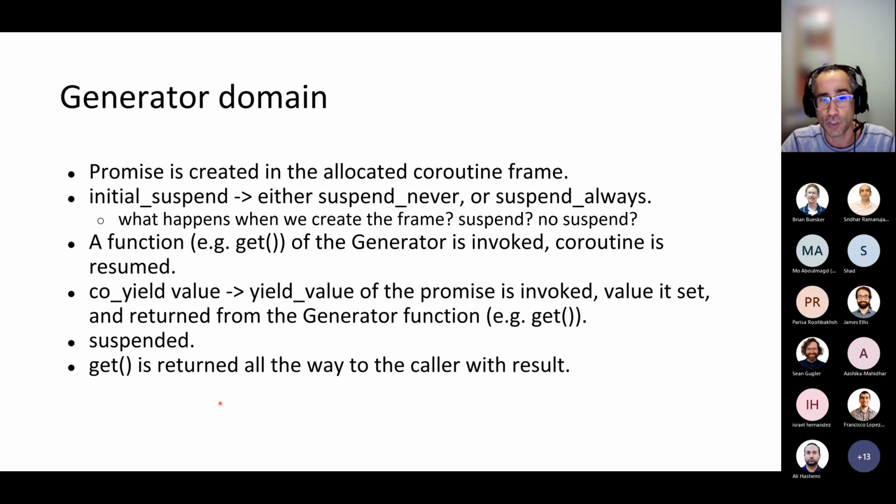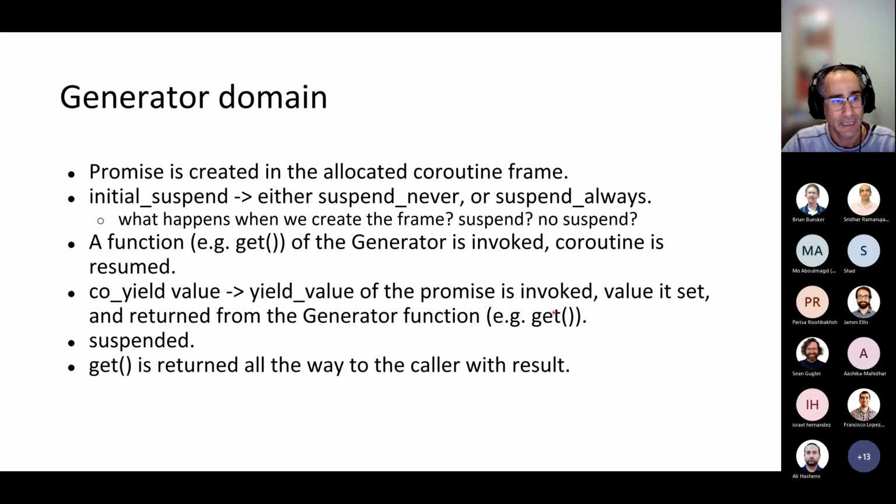And then I'll have a function that I'm writing, get of the generator. It's going to be invoked, and I'm going to resume and suspend the coroutine. I'm going to use co_yield of the value, and the yield_value of the promise, the API of the promise, would be invoked.